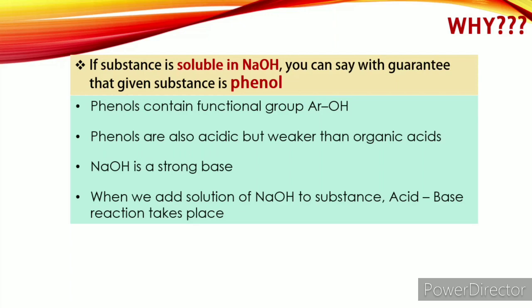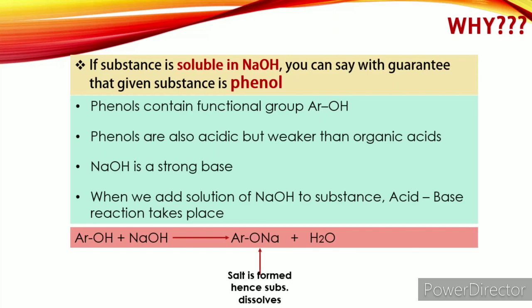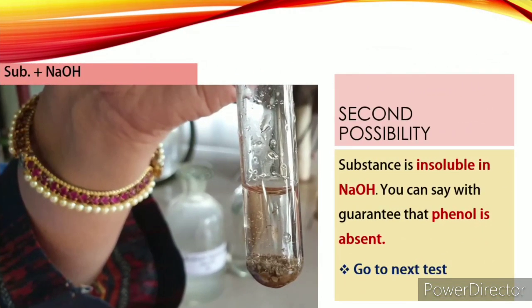So phenols are also acidic, but they are weaker than organic acids. So when we add the strong base NaOH, an acid-base reaction takes place as shown, and since a salt is formed, phenol gets dissolved in NaOH. Now again consider the second possibility that your substance is insoluble in NaOH. So now you can say with guarantee that phenol is absent. And in this case, we'll move to the next test.